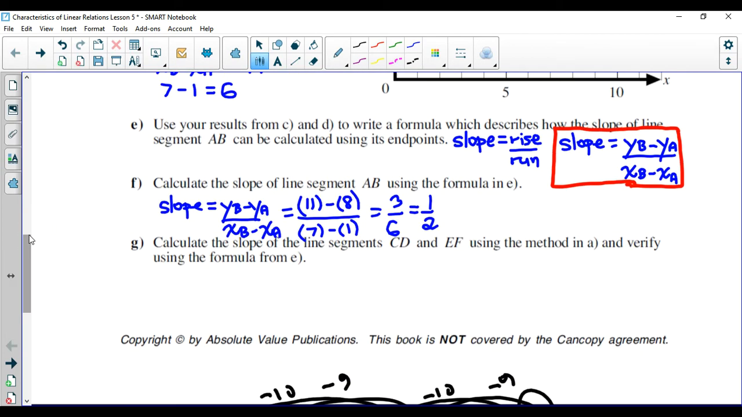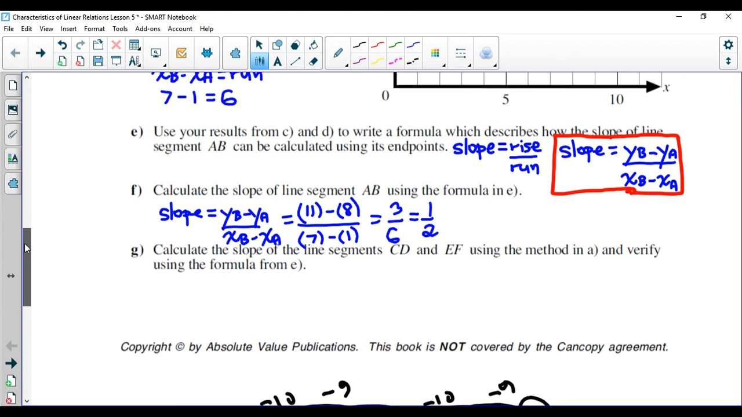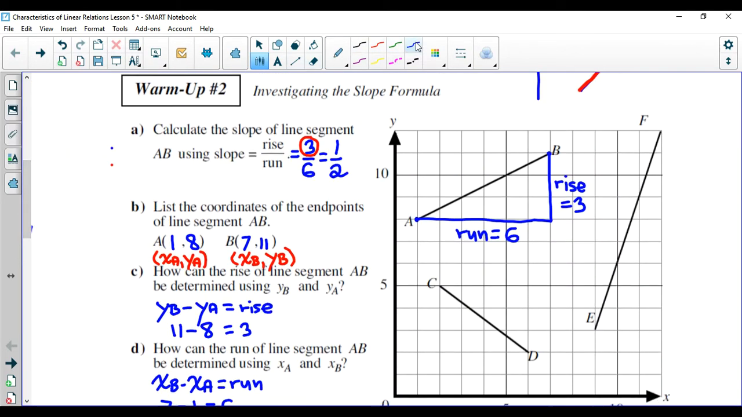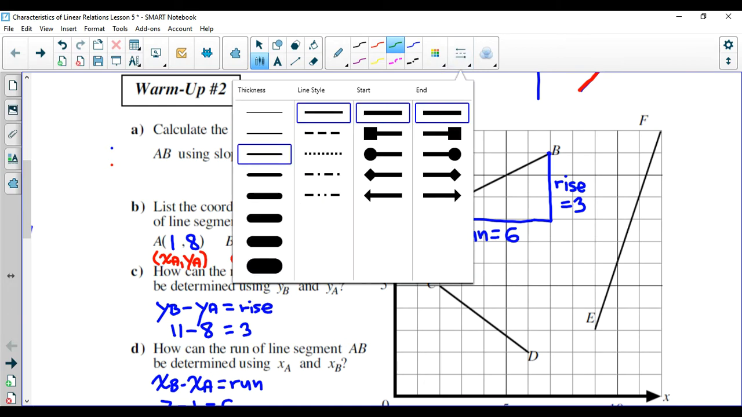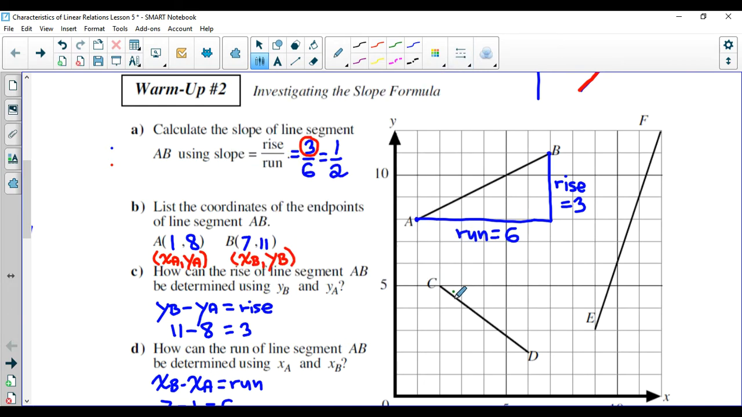Okay, G says calculate the slope of the line segments CD and EF using the method illustrated in A, and then verify using the formula from E. Okay, so we're going to do it both ways. We'll do the slope triangle, and then we'll use the actual formula to calculate it. Okay, so let's go to this one, CD. So I'll draw my slope triangle. I'm going to go down, and I'm going to go across.